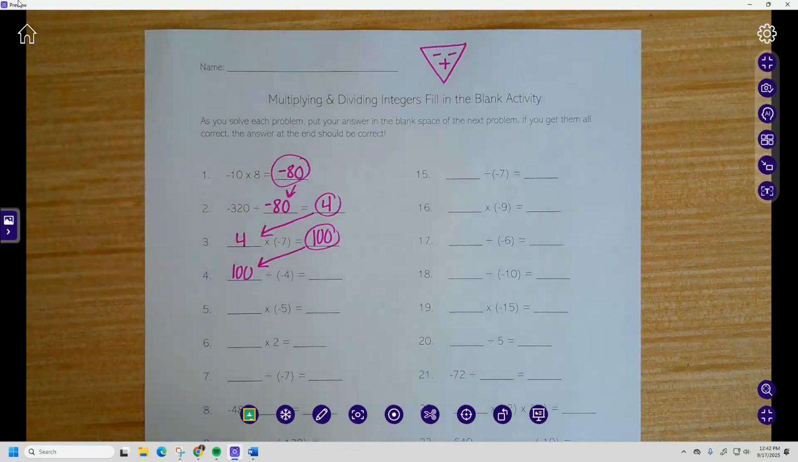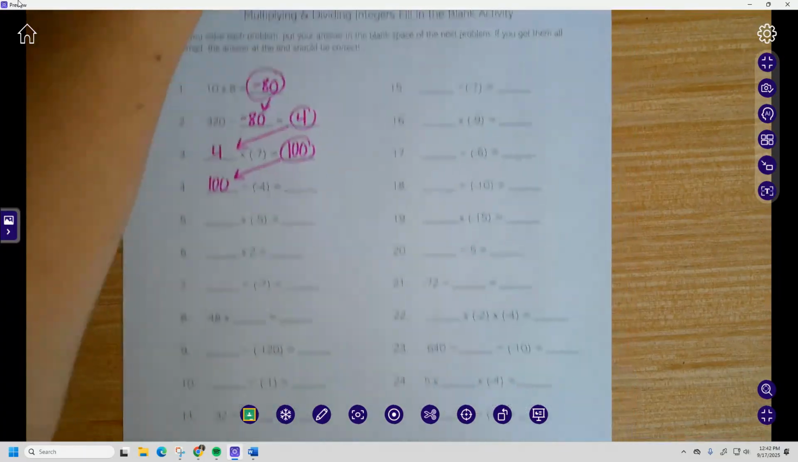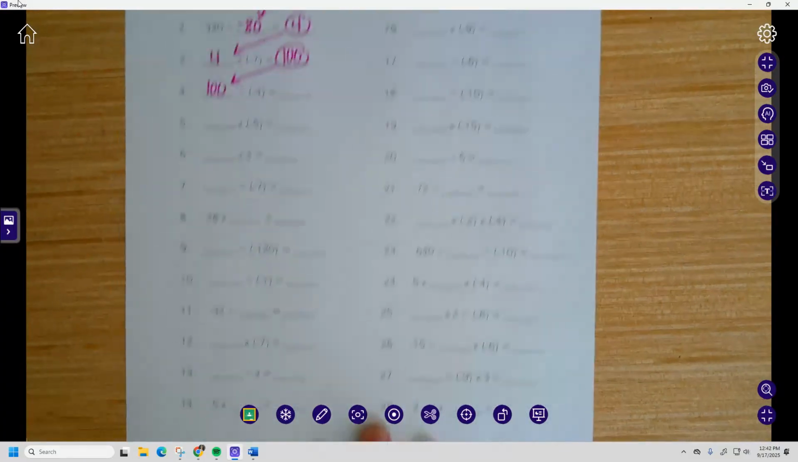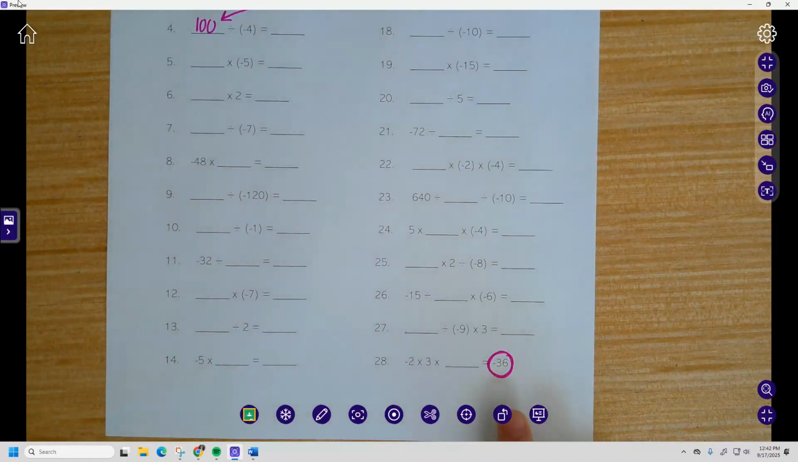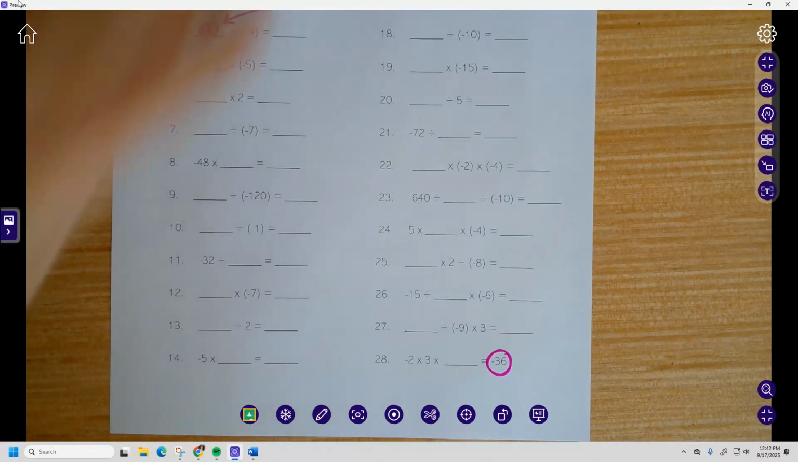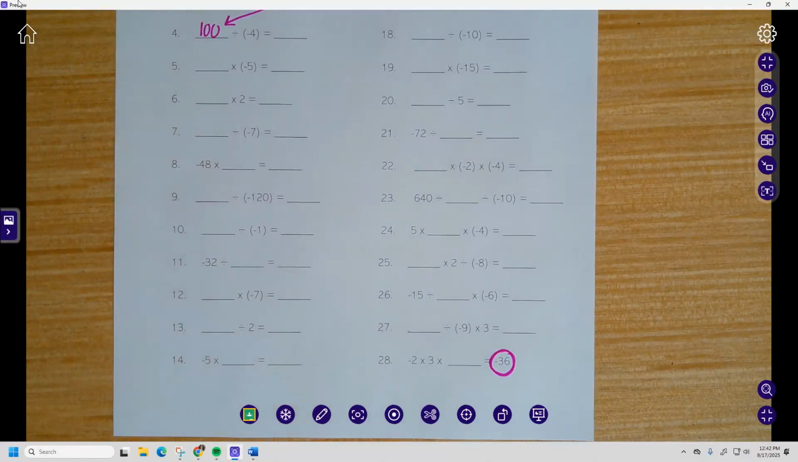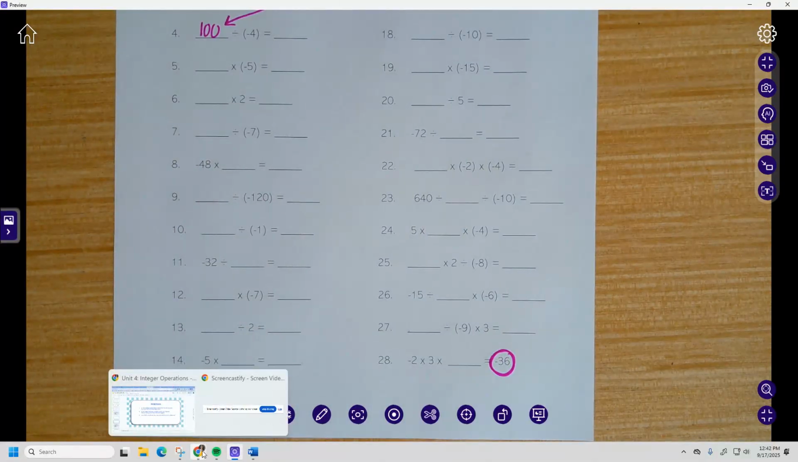Alright, and then when you make it to the very end, the very last problem should equal negative 36. If it does not equal negative 36, then that means you messed up somewhere. So if you mess up, you can kind of check in with a friend and see if they can help you figure out where you messed up, so you don't have to do every single problem over. But this will be a good little challenge to get your brain thinking.